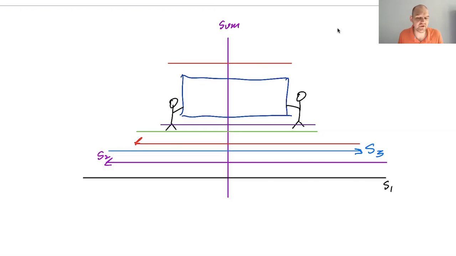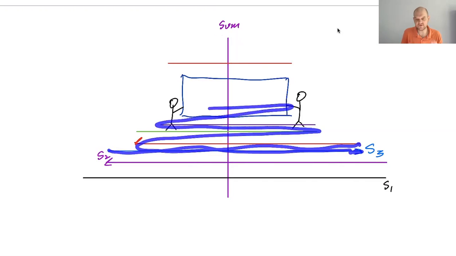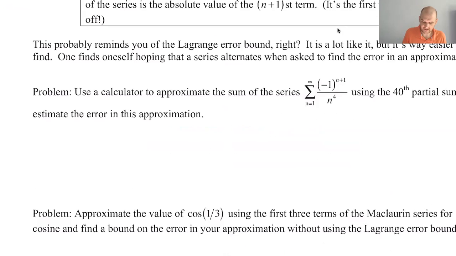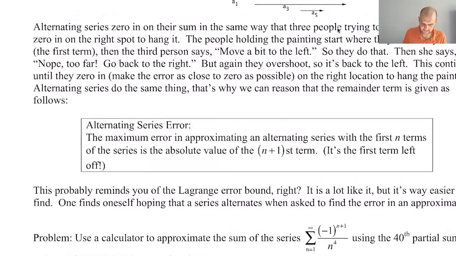The most you can be wrong is the absolute value of the first term you left off, because everything after that just zeroes in smaller. So if we had stopped here, the most we could have been wrong would have been this, because everything after that just zeroes in because the magnitude of the terms is going to 0. So that's it. That's how you find error. It's the magnitude of the first term you left off. And it's super easy to find, right?